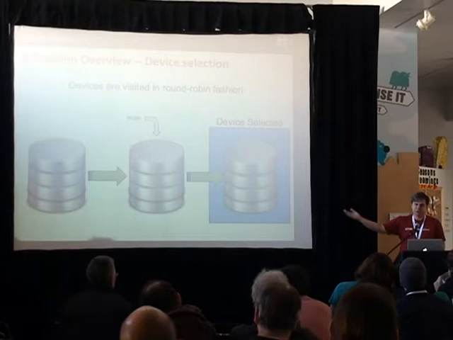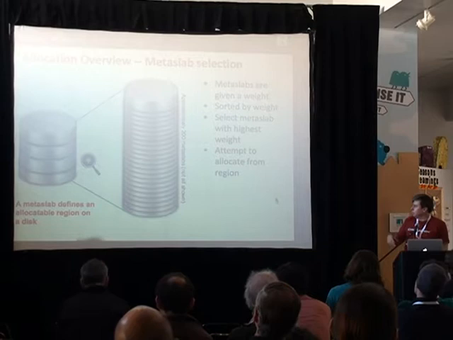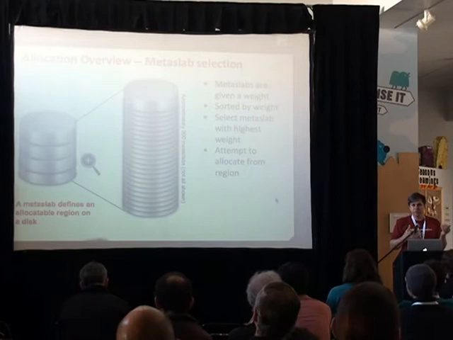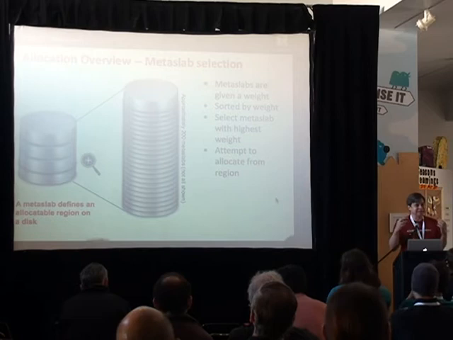Once we've selected a device, the next thing we're going to look at is the metaslab, or region on disk. If we were to expand this particular disk, you would see that this device internally within ZFS is divided up into about 200 equally sized regions, which we refer to as metaslabs. So the metaslab is the region that we're going to select next. This is step two in determining how we're going to allocate a block.